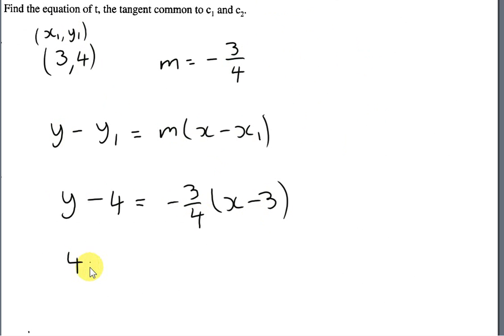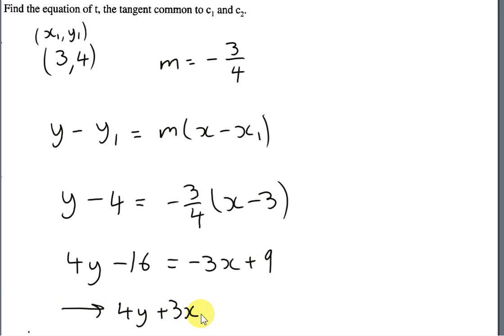We can multiply both sides by 4. 4y minus 16 equals, when you multiply this by 4, the 4s cancel, we're left with minus 3 into x minus 3. That's minus 3x plus 9. And we can bring this to one side. Minus 16 minus 9 is minus 25.